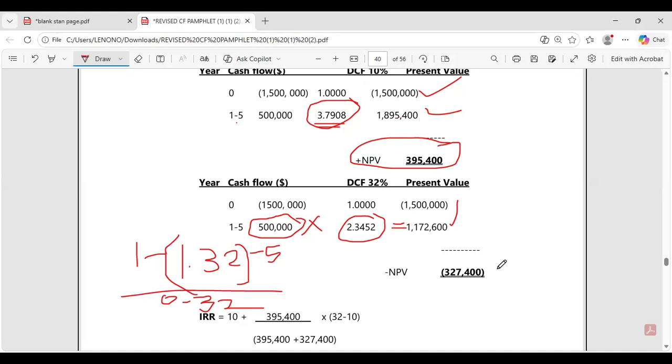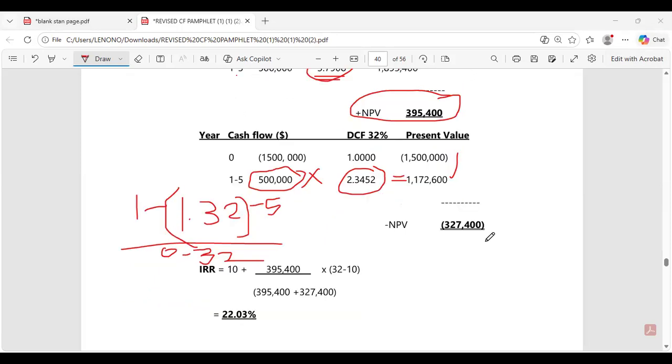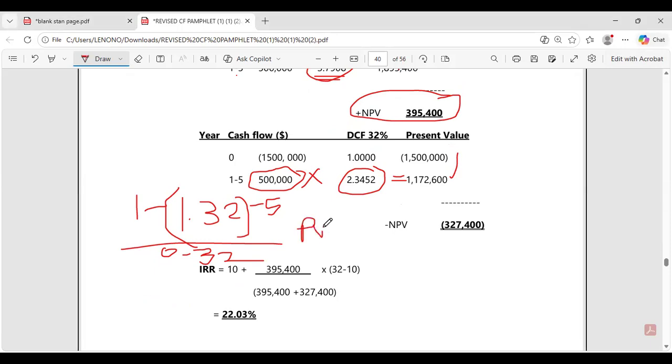In your own time, you can still use a rate of 30%. If 30% still gives you a negative, well and good, you can use it. This is the present value interest factor of annuity. Now we substitute the figures where we have them.